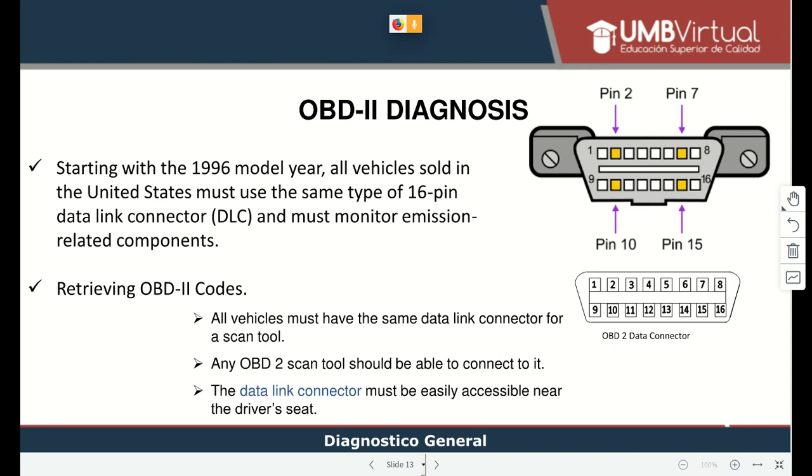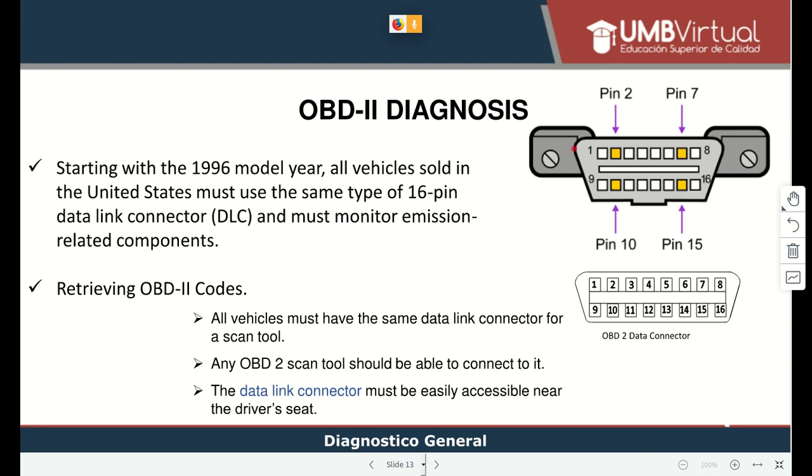This is the OBD-II diagnosis. OBD-II stands for on-board diagnostics, generation 2, because we have OBD-I and OBD-II, but nowadays all cars have OBD-II because there are regulations in developed countries. Basically, what we're going to find is a 16-pin connector. This is where you have to plug your scan tool, through this OBD-II port, in order to retrieve DTCs.